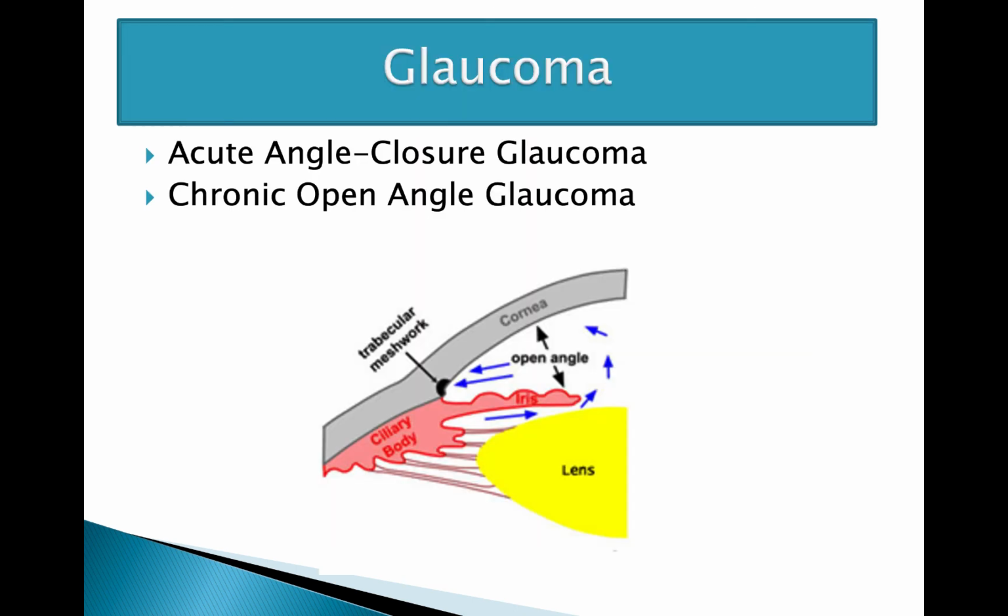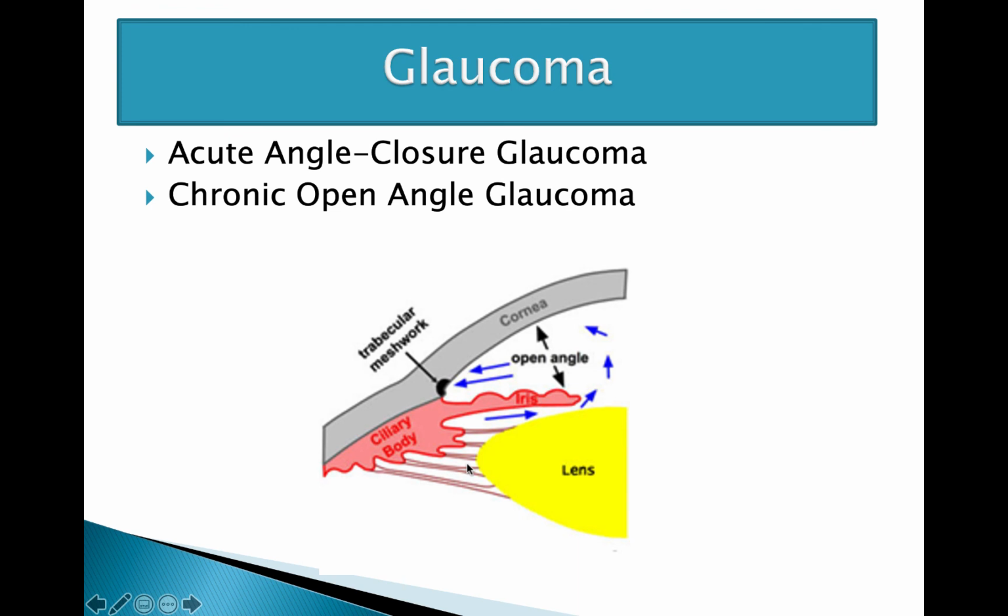We're going to talk now about glaucoma, and there are two types: acute angle closure glaucoma and chronic open angle glaucoma. Let's talk a little bit about the normal pathophysiology. Aqueous humor is made by the ciliary bodies, and it runs in front of the lens and behind the iris in the posterior chamber, and then goes through the pupil into the anterior chamber, and is then drained out through the trabecular meshwork.